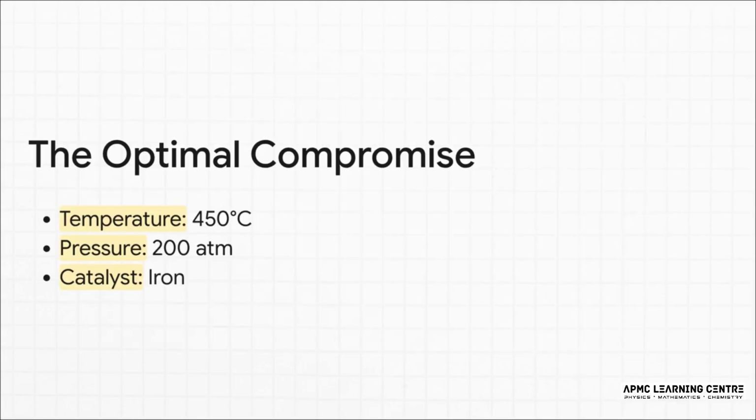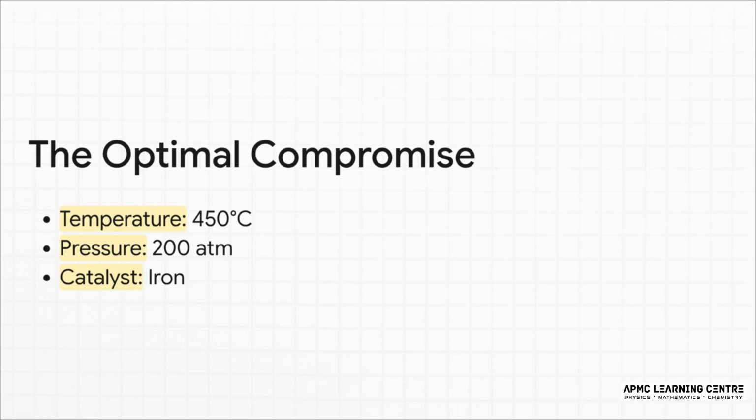And here it is. This is the sweet spot they found. A pressure of 200 atmospheres, which is super high but manageable, and a temperature of 450 degrees Celsius. Hot enough to get things moving, but not so hot that it pushes the reaction backwards too much. But the real hero here is the iron catalyst. Think of it like a chemical matchmaker.